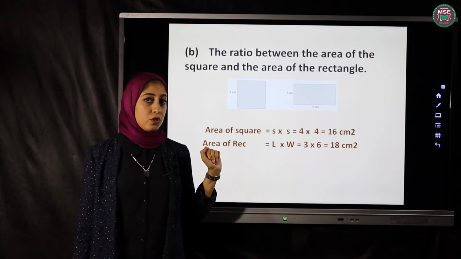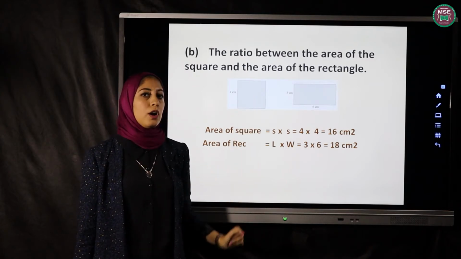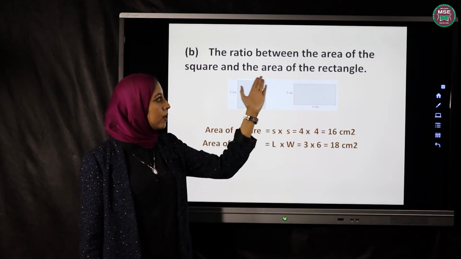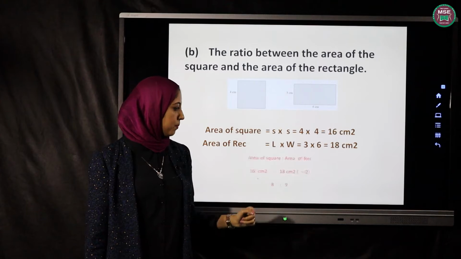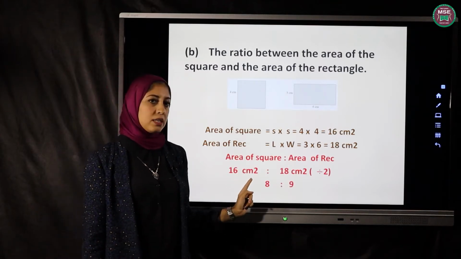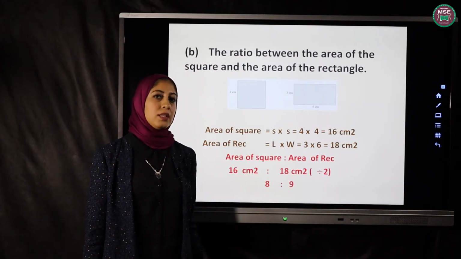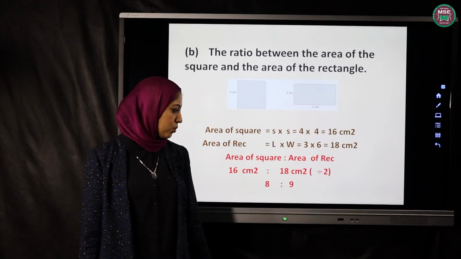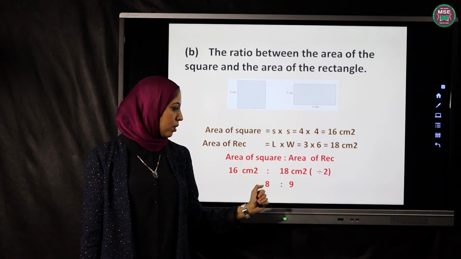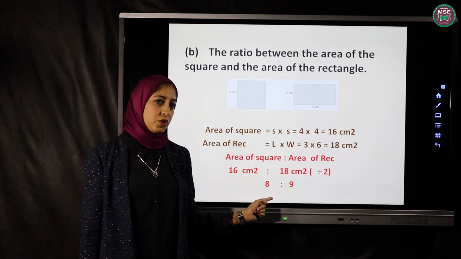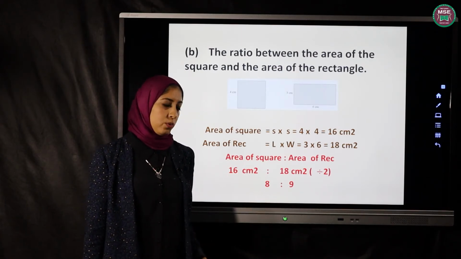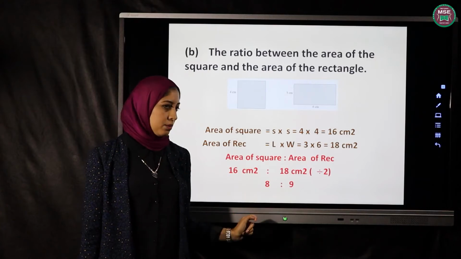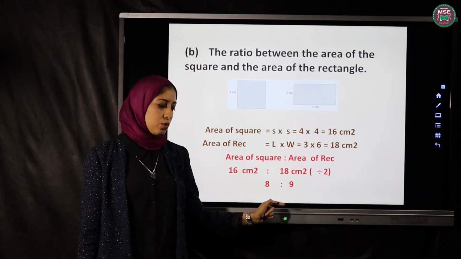Then I will write the ratio also according to the order of the question. Area of the square to the area of the rectangle. 16 centimeters square to 18 centimeters square. Simplify by a common number, divided by 2. The answer is 8 to 9. And don't forget, when you write your final answer, don't write the units. That means cancel centimeter on both sides and write 8 to 9.